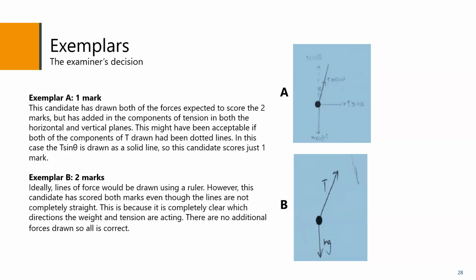Exemplar B got the full 2 marks. It says ideally, lines of force will be drawn using a ruler. However, this candidate has scored both marks, even though the lines are not completely straight. This is because it's completely clear which directions the weight and tension are acting. There are no additional forces drawn, so all is correct. Okay.